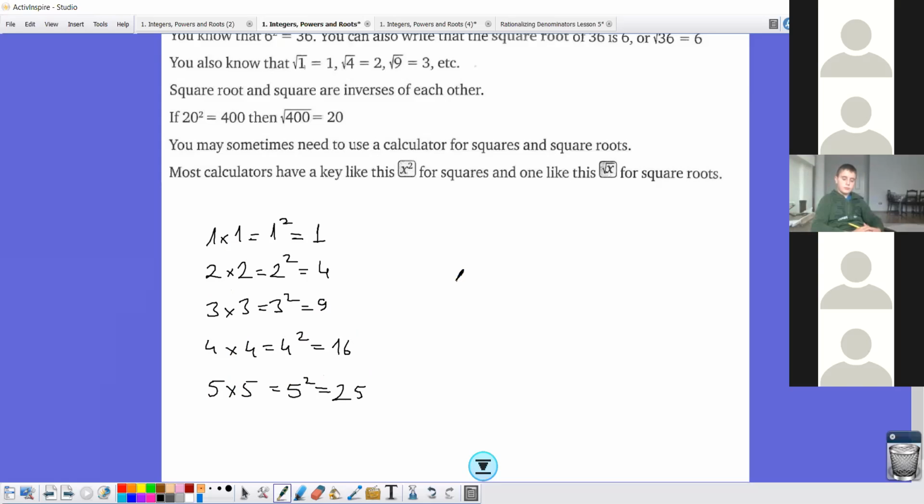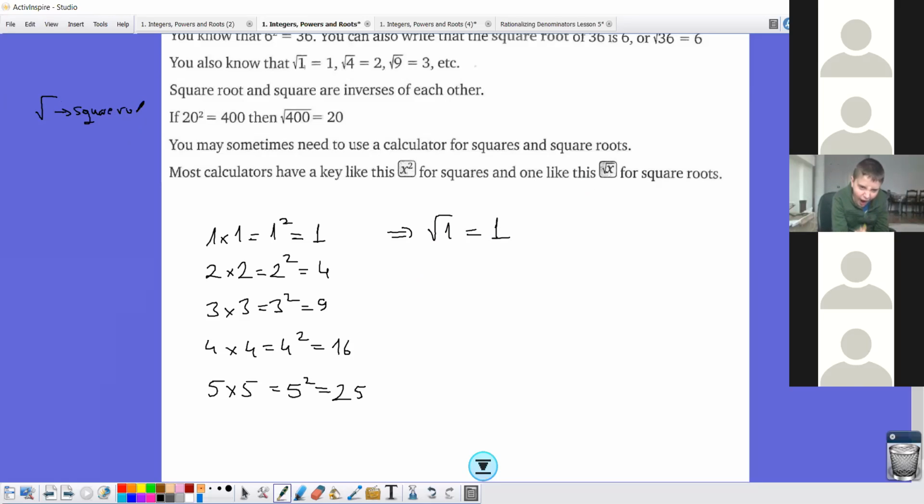If I go back from this 4 to 2, it will be square root. How will I write? Look, because 1 square is 1, the square root of 1 will be 1 again. So this sign, look, this one is called square root. Okay? Square root. This one is called square.